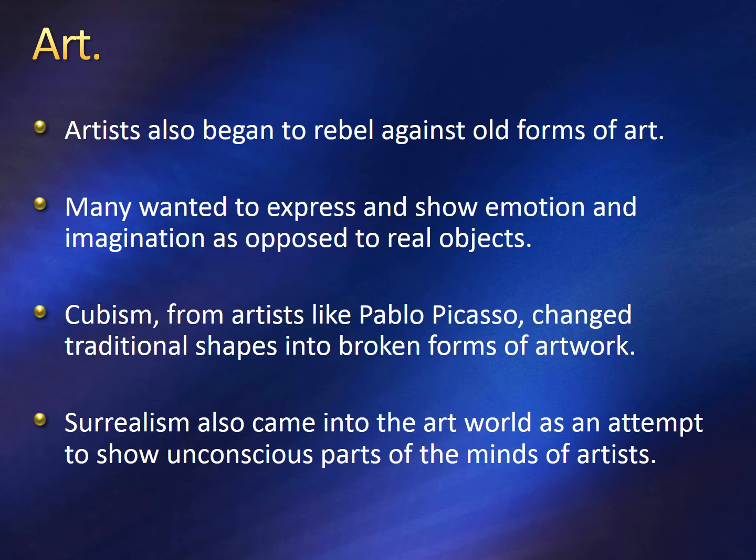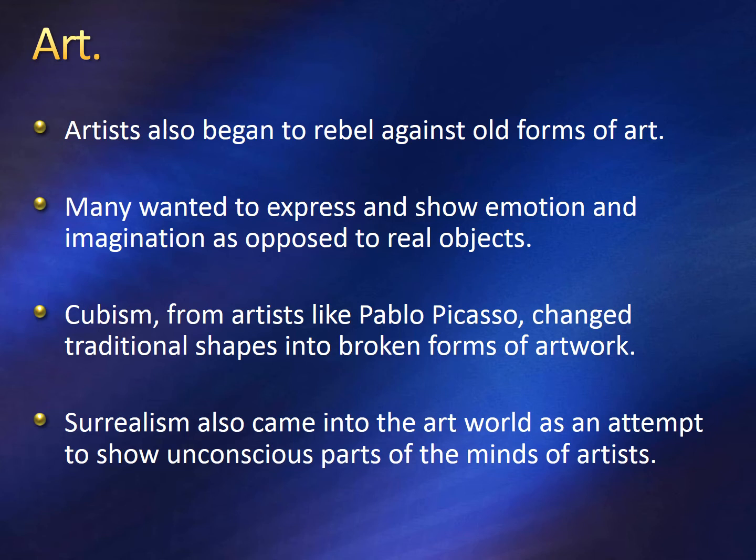All right, so art. Artists also began to rebel against old forms of art. Many wanted to express and show emotion and use their imagination as opposed to showing real objects like painting a tree or painting a family. Cubism, and some people you may recognize, like Pablo Picasso, he's big during this time, changed traditional shapes of triangles, squares, circles, broke them apart and made them into different forms of artwork, and I'll show you on the next slide.